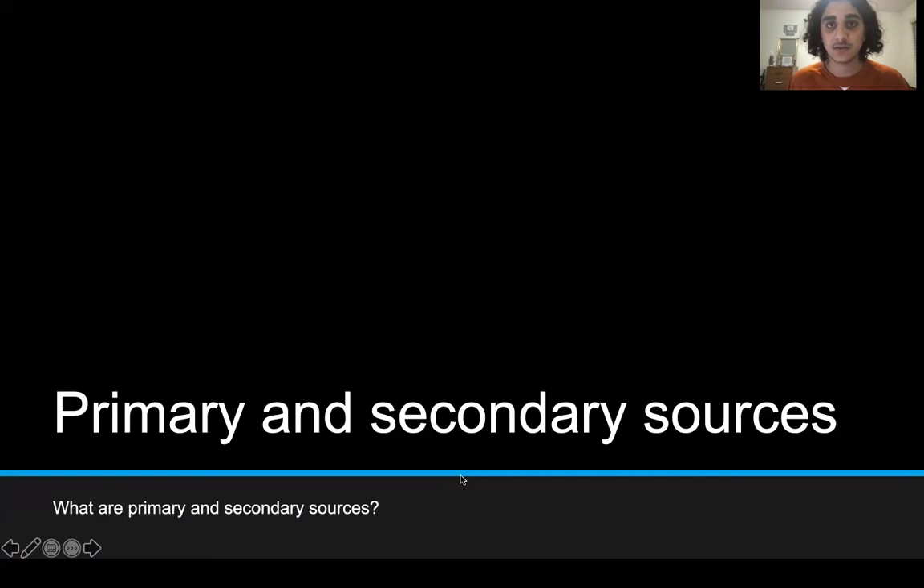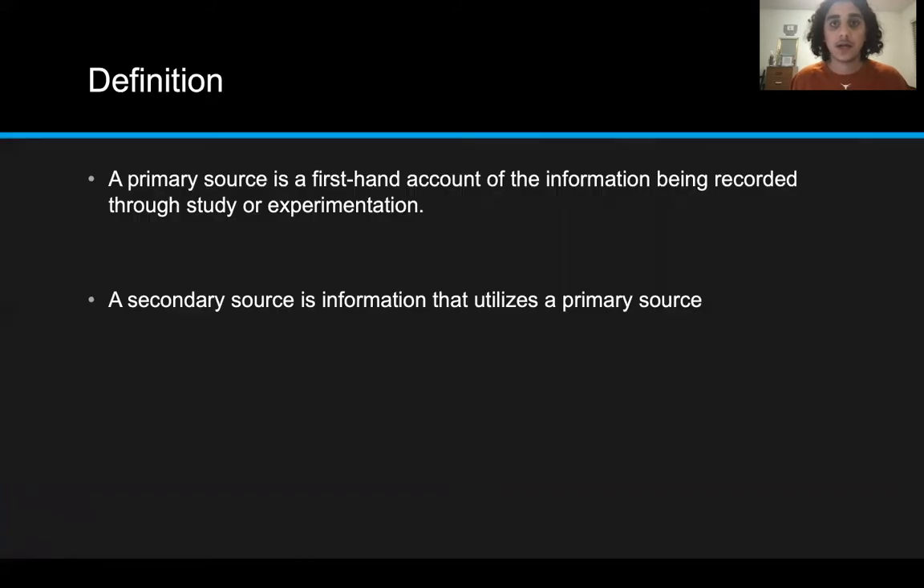Parts B and C ask us to give a primary and secondary source, and therefore we have to define a primary and secondary source before we do so. A primary source is just going to be a first-hand account of the information that is being presented or recorded, and it's usually found through study or experimentation, while a secondary source is just a source that utilizes a primary source. For example, when Pfizer comes out and says its vaccine is 93% efficient, Pfizer did the studies to find that number, and therefore Pfizer would be the primary source. And when CTV or CBC tell you that the Pfizer vaccine is 93% effective, that would be a secondary source, since they took that number from Pfizer and just presented it to us, the viewer.